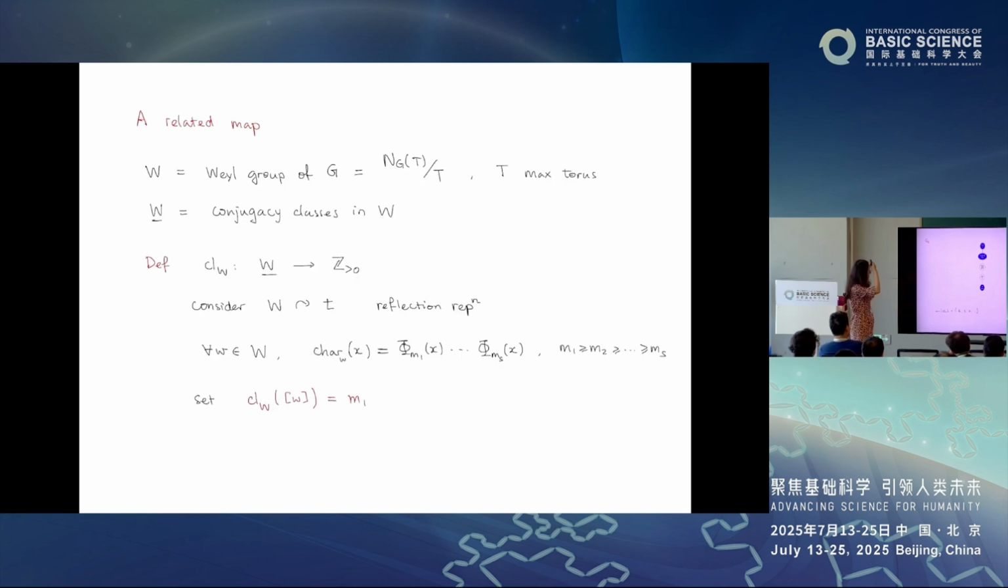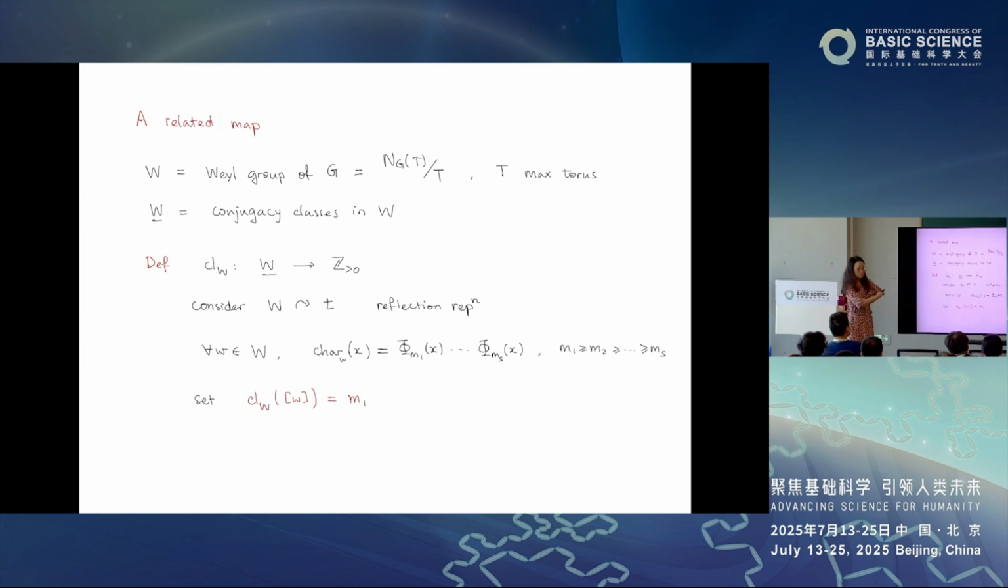Okay. So then we want to relate this map to another map, which is defined on the conjugacy classes of Weyl groups. Let W be the Weyl group of G. This is the normalizer of a maximal torus quotient by the torus. And I will denote by W underline the set of conjugacy classes in this group. Then you can define a map in the following manner. You know that W acts on the Lie algebra of the torus, as a finite reflection group. So this representation is defined over Q.